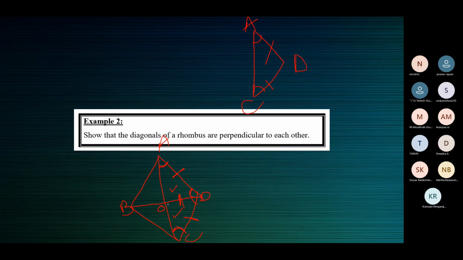Children, see here, DO is equal to DO, the common side. Then DA is equal to DC. Now, these are the included angles. Though those two angles are equal, that will not help us to get a valid congruence rule. So you'll have to think of some other information.